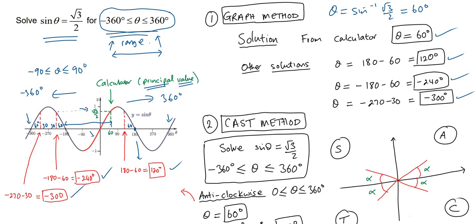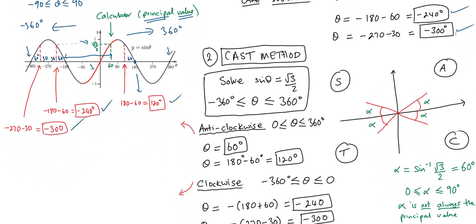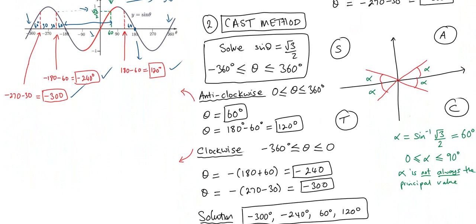So that's the graphical method. The only thing about the graph method is that you've got to draw a decent graph or sketch a graph, and then you've got to start working out all the different values. Some people would prefer that method. I personally think that you should be able to use both methods, but in this case I think the CAST method is equally as good. Sometimes the CAST method is better than the graph method. Most of the time it is.